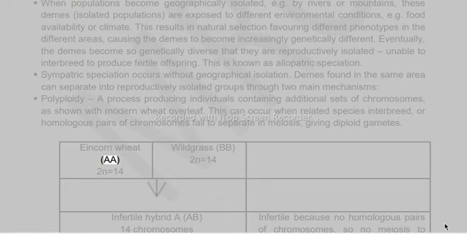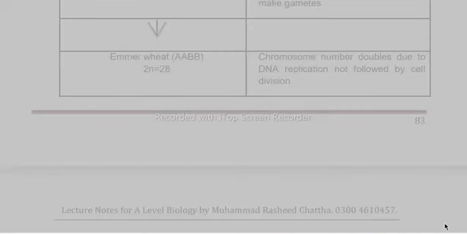Einkorn wheat, AA, 2n equals 14. Wild grass, BB, 2n equals 14. Infertile hybrid A, AB, 14 chromosomes, infertile because no homologous pairs of chromosomes, so no meiosis to make gametes. Emmer wheat, AABB, 2n equals 28; chromosome number doubles due to DNA replication not followed by cell division.